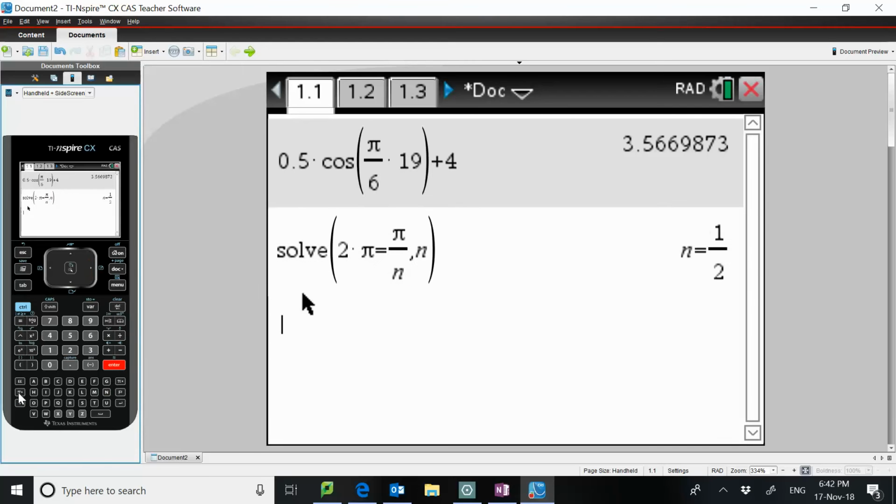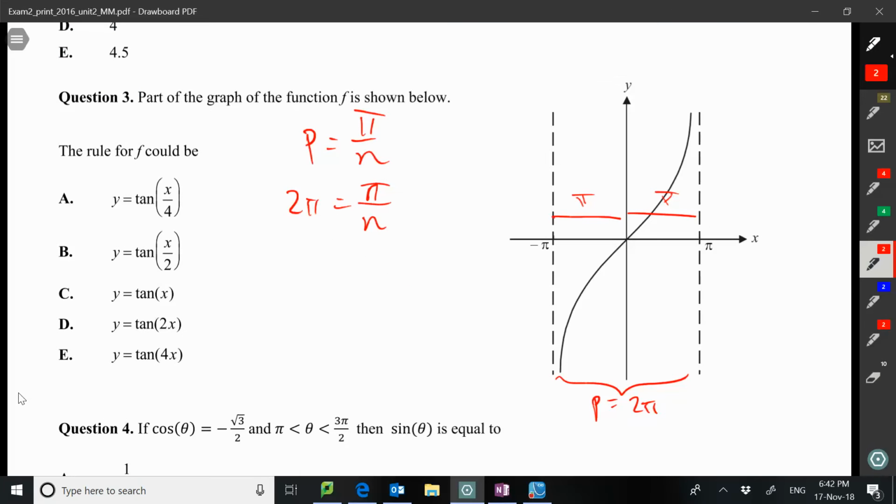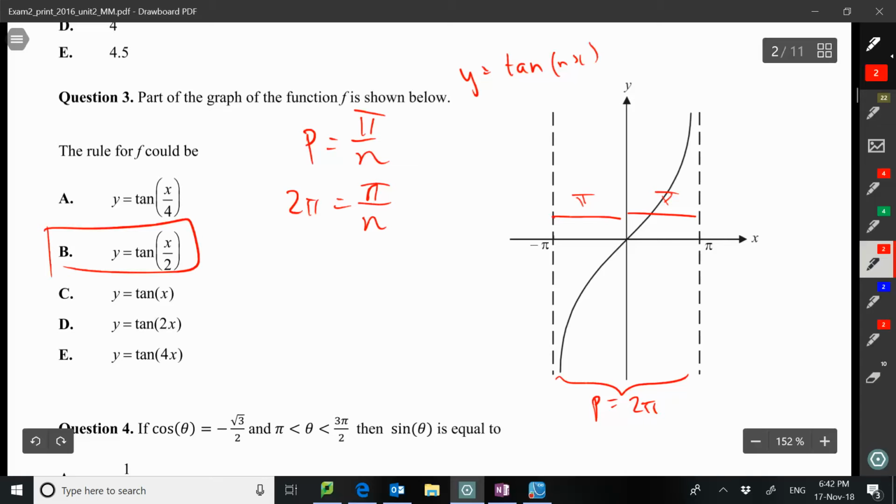N is half. So you now know that n is half, and remember y equals tan of nx, n is half, so you're looking for x on 2. And actually, the only one that has x on 2 is B, because n is the number in front of x, and we just figured out n equals half from the calculator. So it had to be B.